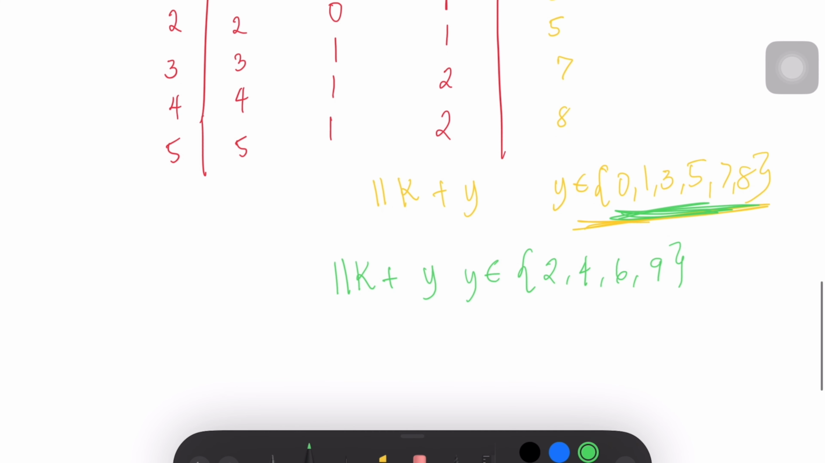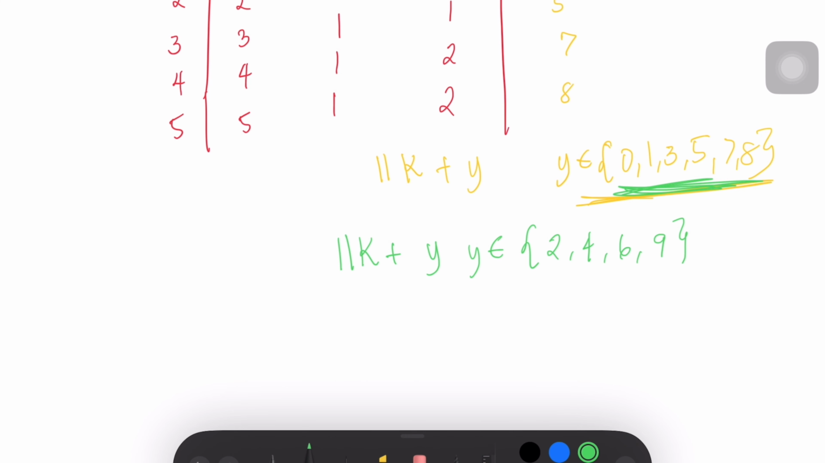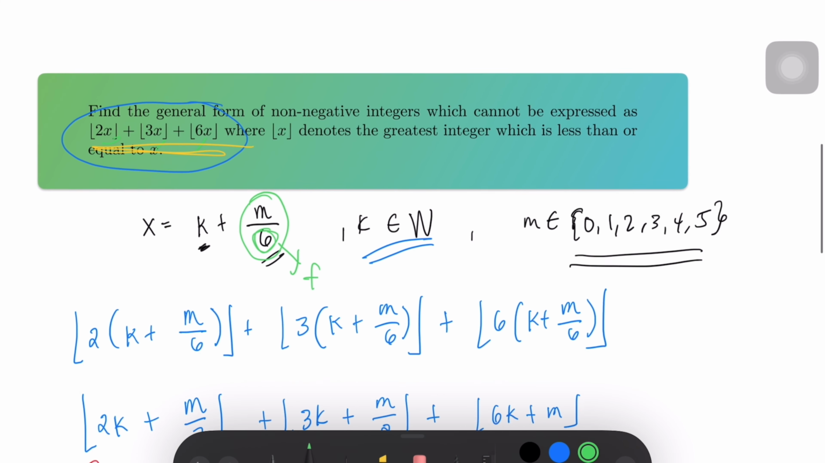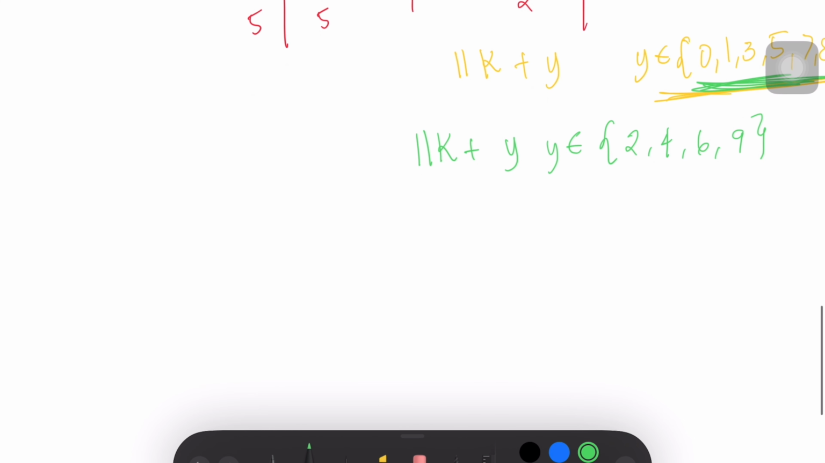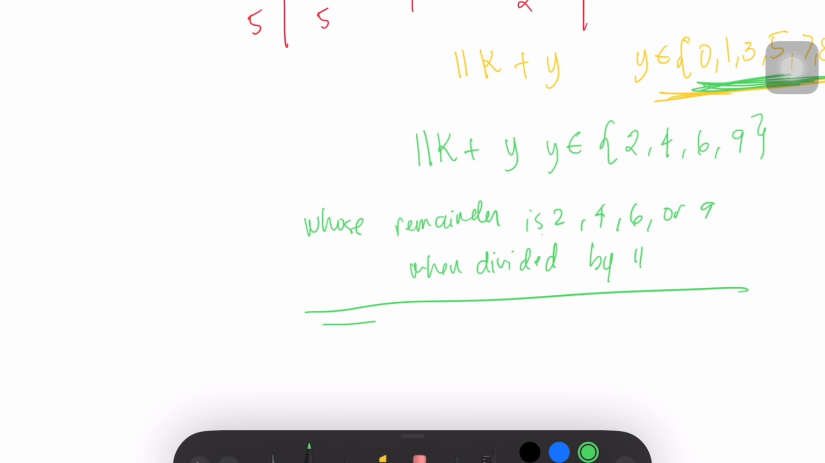In other words, the positive integers that cannot be written in this form are the integers whose remainder is 2, 4, 6, or 9 when divided by 11. And that's our final answer.